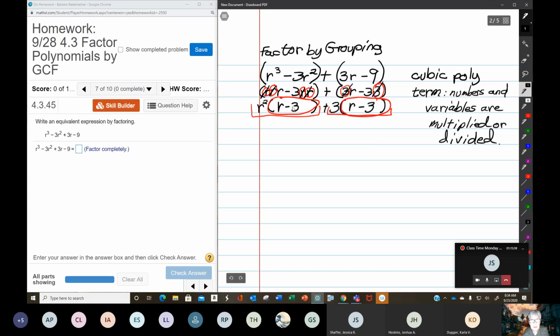I'm going to write down the new GCF, r minus 3, and open parentheses for the leftovers. I'm going to mark out the circled terms. And then I'm going to write what's left, r squared plus 3.